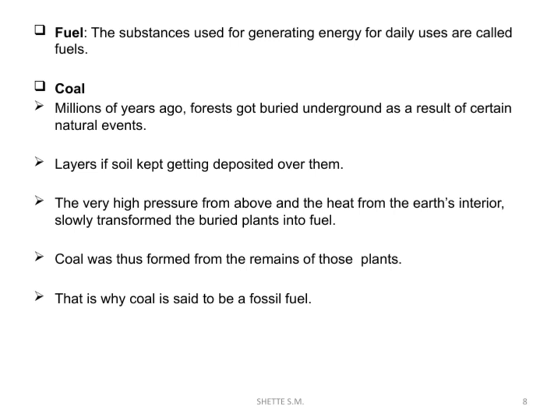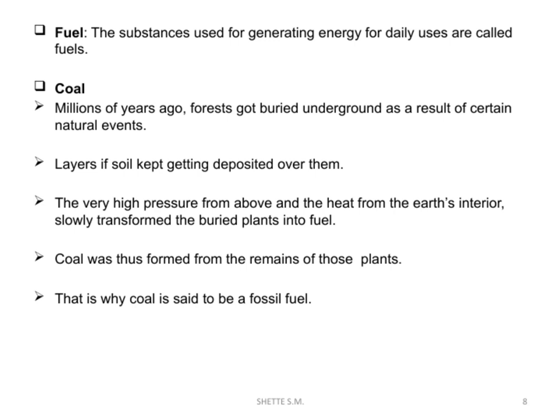As layers of soil kept piling up, these buried plants were covered deeper and deeper. Underneath all that soil, there was immense pressure from the layers above and the Earth's interior heat. This combination of high pressure and heat slowly transformed these buried plants into a different form, coal. That's why we call coal a fossil fuel. It's essentially ancient plant matter that has been transformed over millions of years.